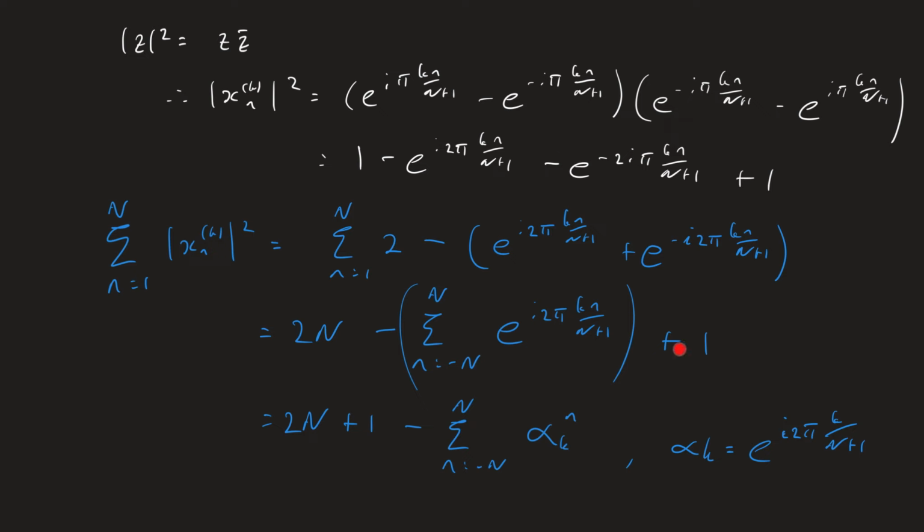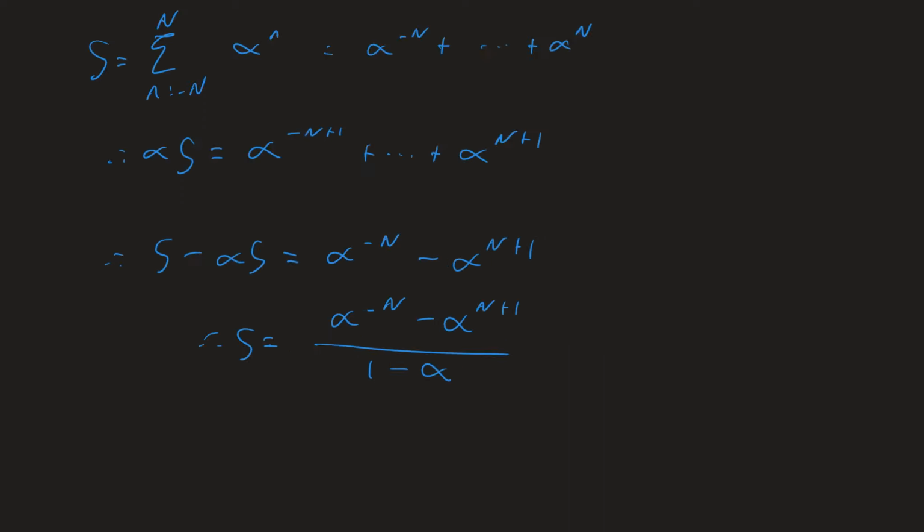This can therefore be written as 2n plus 1 minus the summation in here, and the trick to computing summations of complex exponentials is to recognize that we can take the little n out and write this as some complex number to the power of n. In particular, that complex number alpha k is just e to the I 2 pi k on big N plus 1. To sum alpha to the power of n, where little n goes from negative big N to positive big N, we use the following trick.